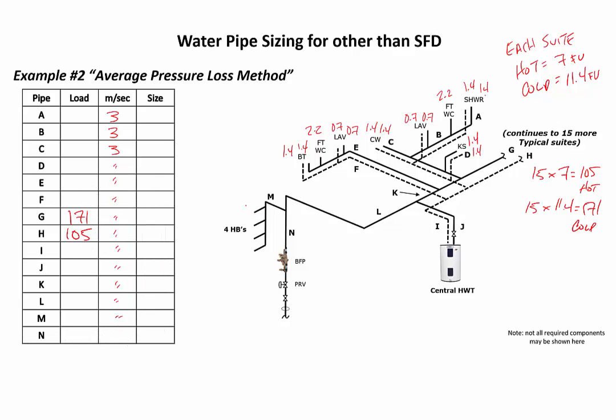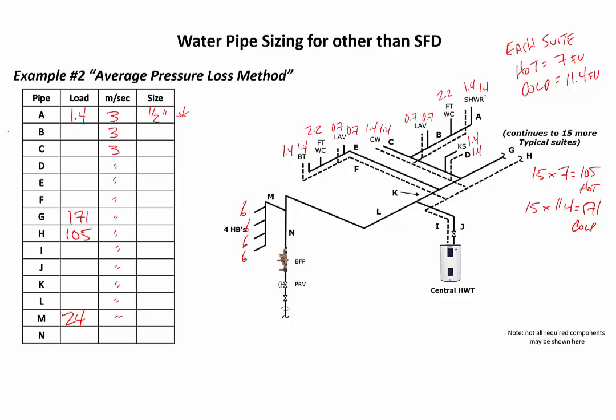These hose bibs we said were 6 each. Got 4 of those, so that's 24 for M. A couple of supply pipes here. Let's start alphabetically. We've got A, the supply line for the shower. 1.4 is the load, and it's sized as a supply pipe directly from table 2632A at 1/2 inch.